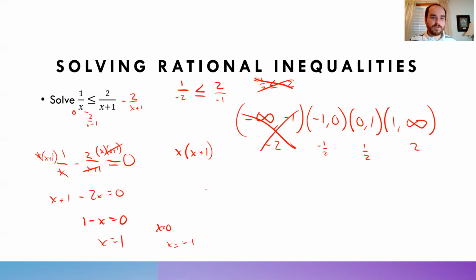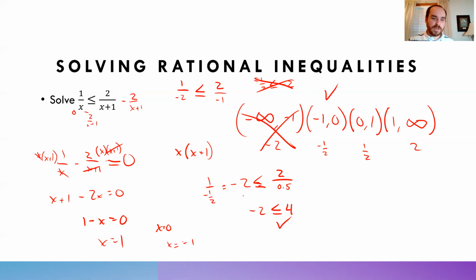Then we'll use negative 1/2. So you have 1 over negative 1/2. This is equal to negative 2. Right, you're dividing by a fraction, so you just multiply by the reciprocal. Reciprocal of negative 1/2 is negative 2. Negative 2 times 1, negative 2. Negative 2 is less than or equal to 2 over negative 1/2 plus 1. That's equal to 0.5, and 2 over 0.5 is equal to 4, so negative 2 less than or equal to 4. This one works, so this interval is good.